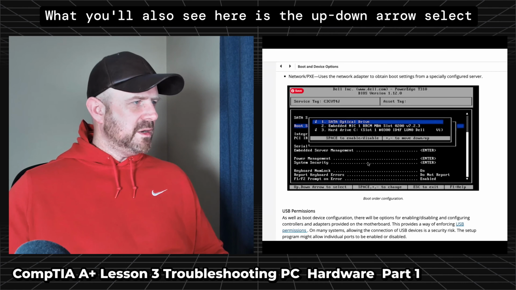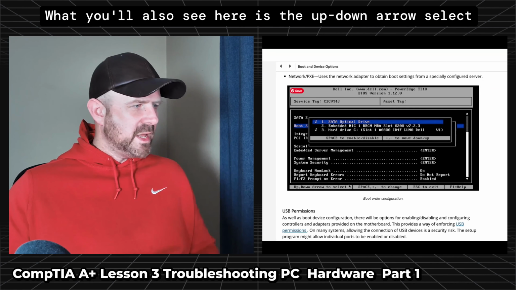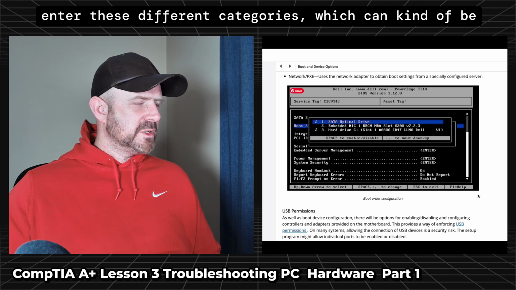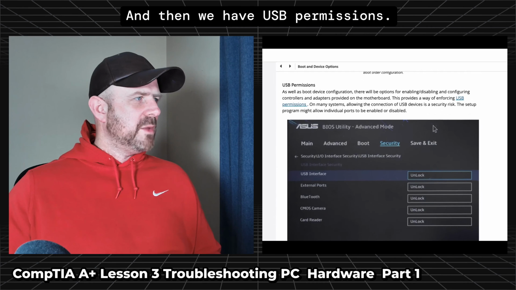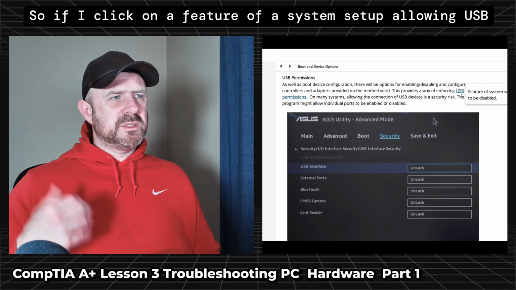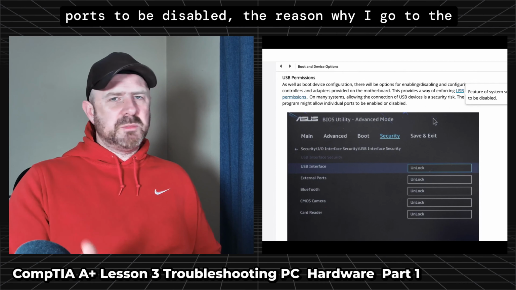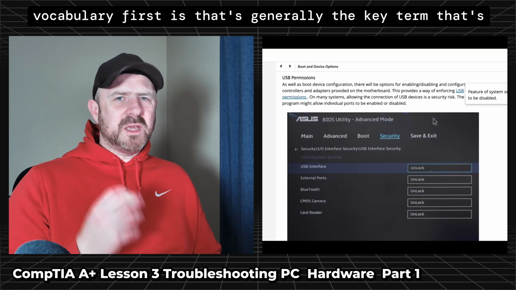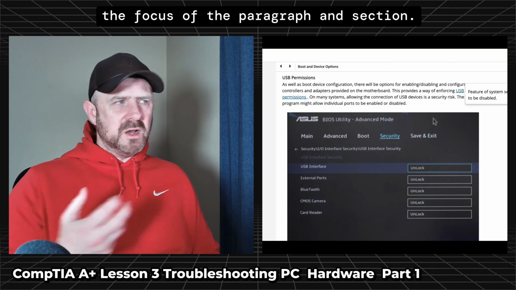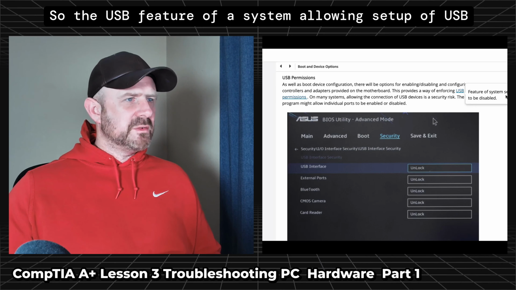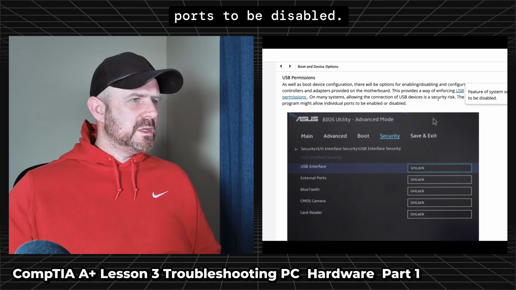What you also see here is the up-down arrow select option for that window, and using Enter to select these different categories, which can be useful if you've never been in there. And then we have USB permissions. So if I click on it, it's a feature of a system setup allowing USB ports to be disabled. The reason why I go to the vocabulary first is that's generally the key term that's the focus of the paragraph and section.